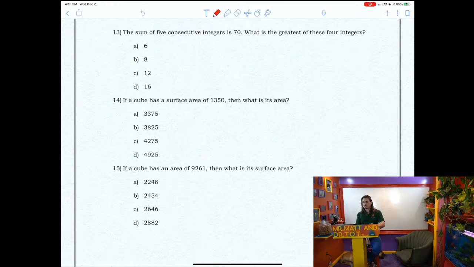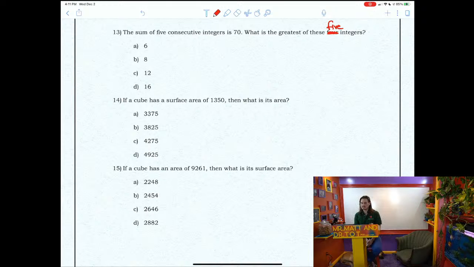So number 13 asks, the sum of 5 consecutive integers is 70. What is the greatest of these 5 integers? So the sum of 5 consecutive integers is 70. What is the greatest of these 5 integers?